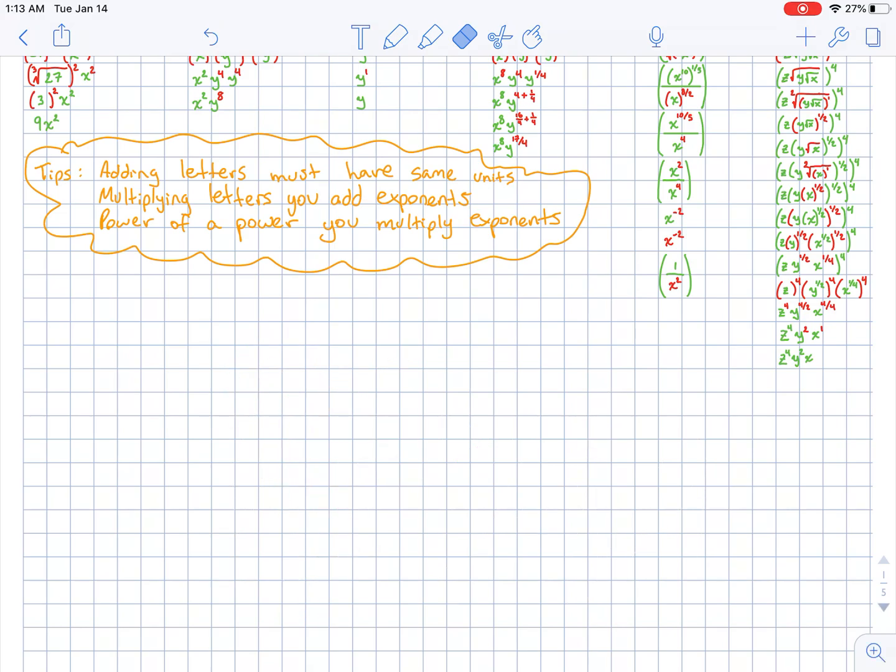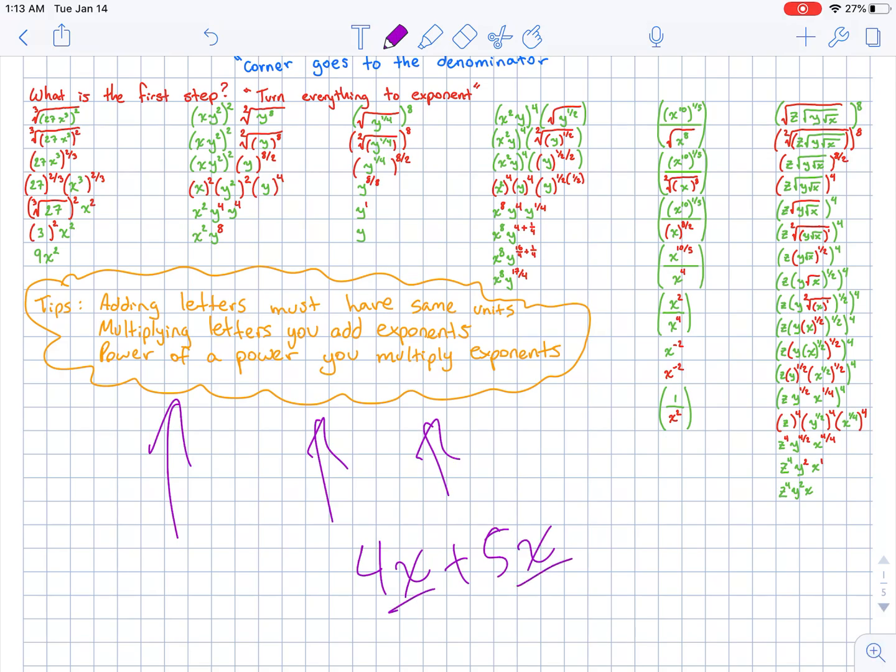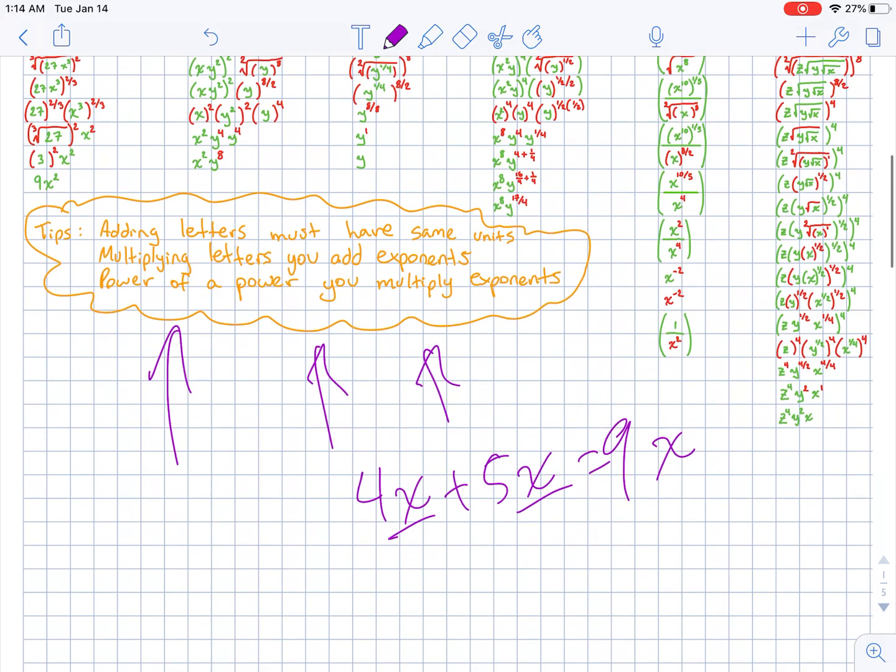Every single question, any other examples, I worked it out, every single step. If you don't know the rules of exponents, I give you a little tip right here. If you end up adding letters, they must have the same units. For 4x plus 5x, what is the unit? X, right? Since they have the same unit, you can add them. So 4 plus 5 is 9x.